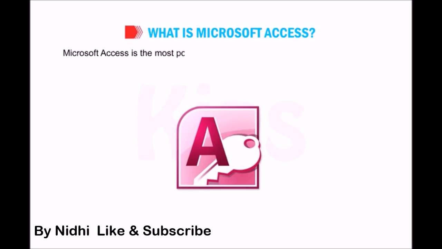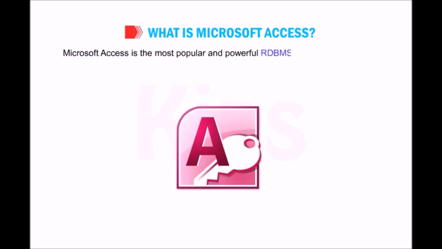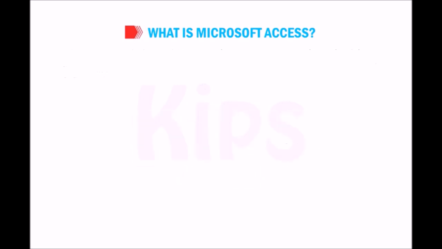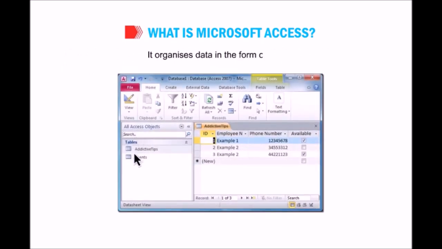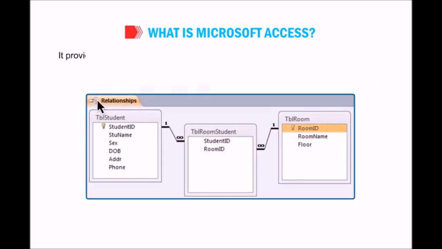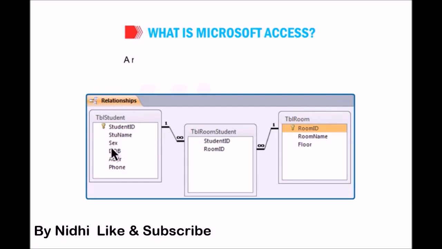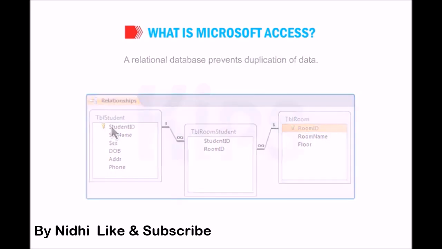Microsoft Access is the most popular and powerful RDBMS, Relational Database Management System, that serves as an integral part of the Microsoft Office suite of applications. It organizes data in the form of tables. It provides a facility to create relationships between these tables by using common fields. A relational database prevents duplication of data.